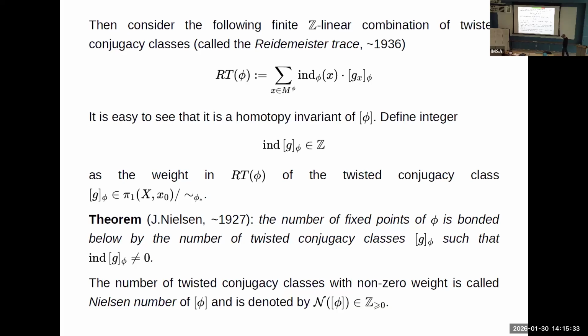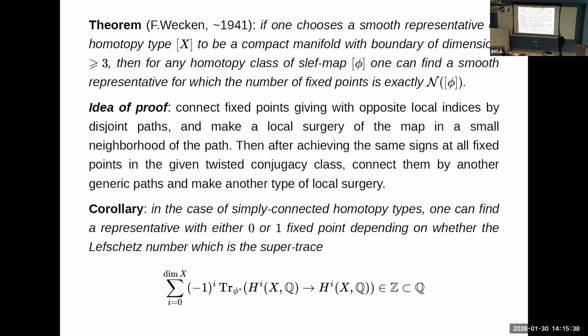And this subject was a central notion for many decades. And actually, there was a beautiful theorem proven by Franz Wecken, who was a student of Reidemeister, in 41, that in fact, this is an optimal bound. If you replace your space by an at least three-dimensional manifold, you can make exactly this number of fixed points for this map. Yeah, so it's a self map. It's absolutely remarkable.